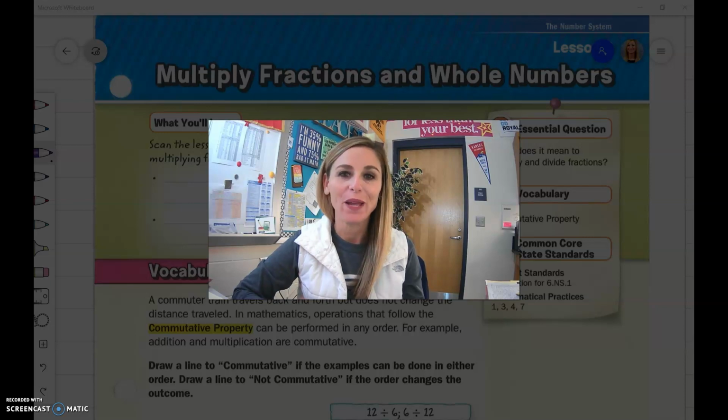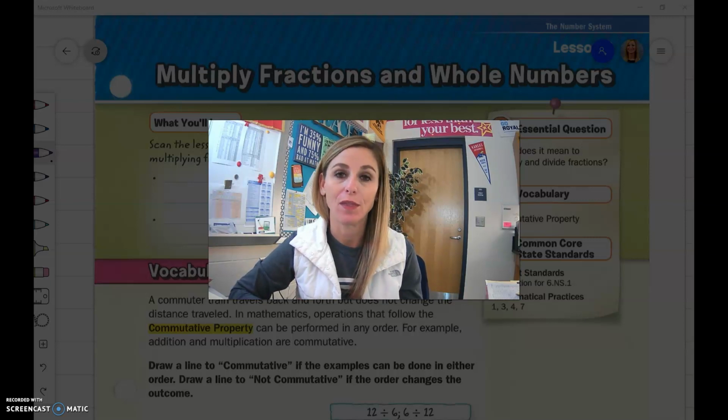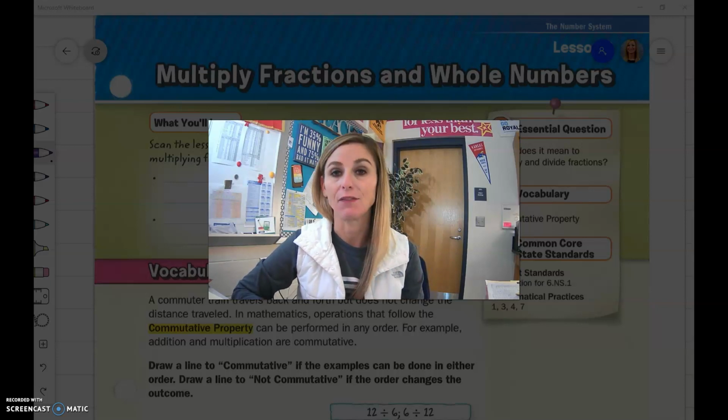Okay, here we are. We are going to get started on Chapter 4, which starts on page 253. We are going to start working with multiplying and dividing fractions. So go ahead and get your book open to Lesson 2, which starts on page 265.